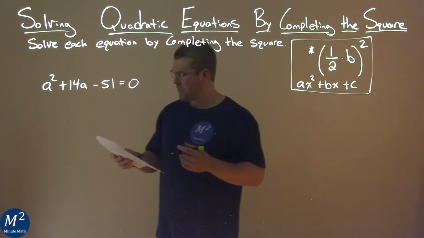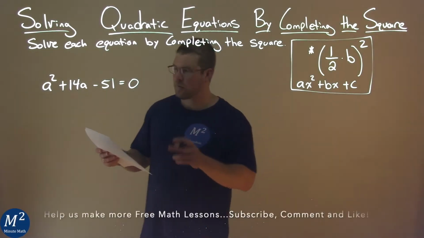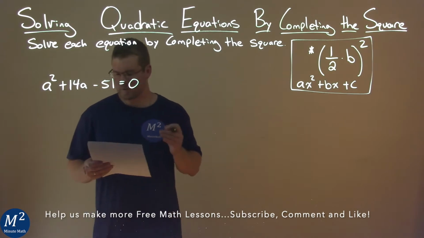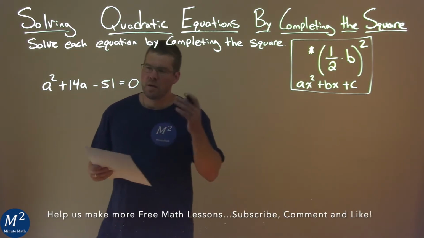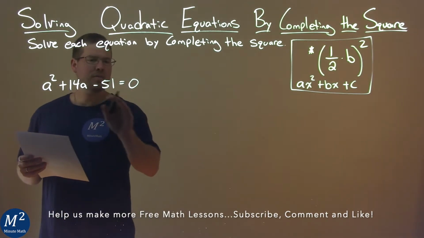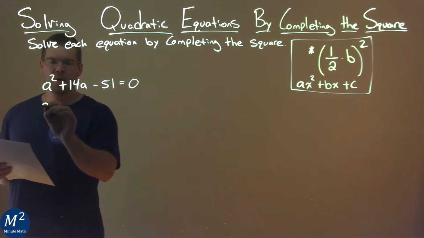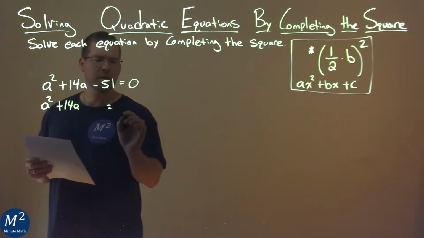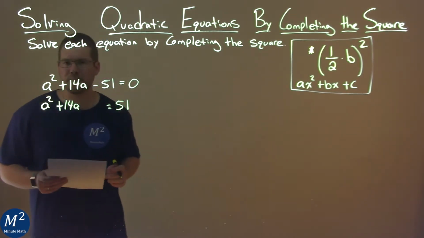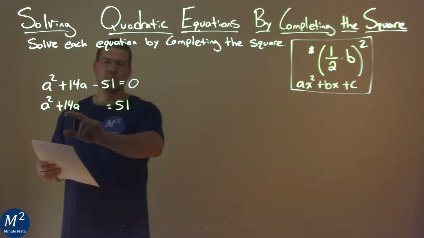We're given this problem right here, a squared plus 14a minus 51 equals 0, and we need to solve this by completing the square. First thing I want to do is bring the 51 over to the right-hand side. So I have a squared plus 14a, I'm going to leave some space here, equals a positive 51. Now I'm going to look at my b value, which is 14.